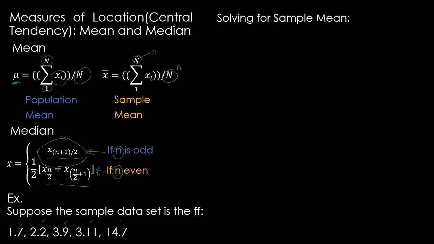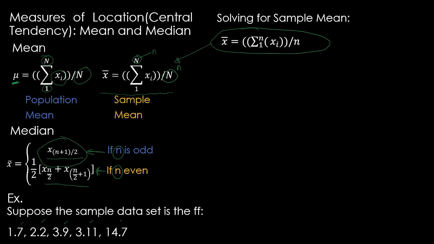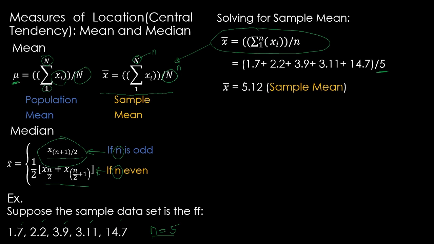Solving for our sample mean using this formula, it is basically the same as here. You have to add all of your data and then divide by its sample size. For this sample, what is the sample size? 5. The sample size is just the number of your samples. Again, this formula means that you need to take the sum of all of your samples, then divide by your sample size. So you have 1.7, 2.2, 3.9, 3.11, and 14.7. You divide those by your sample size, and you have the sample mean equal to 5.12.